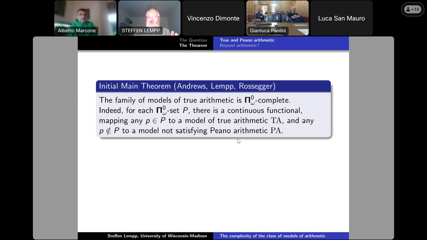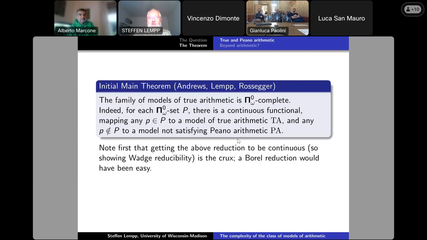So it's sort of a dichotomy, right? You're either going to get true arithmetic or you're not going to even get Peano arithmetic. That's the theorem that we started with first. Notice, by the way, that the hard part here is getting the continuous functional, which gives you some kind of Wadge reducibility, and that's really the crux of the matter. A Borel reduction would have been easy. That's a fairly trivial observation, but the fact that you can get a continuous function like this is what makes this interesting and gives you the pi zero omega.